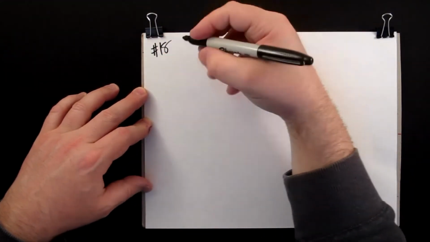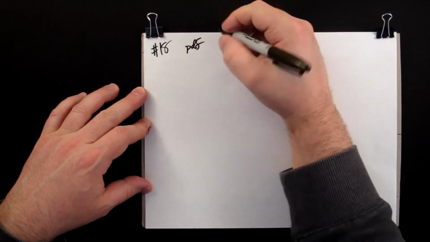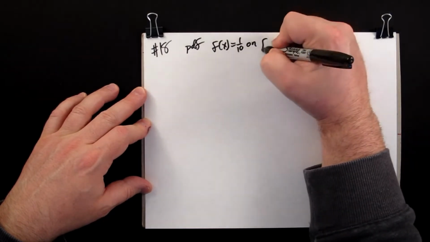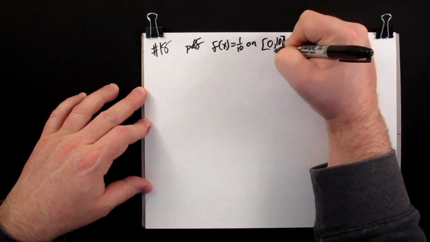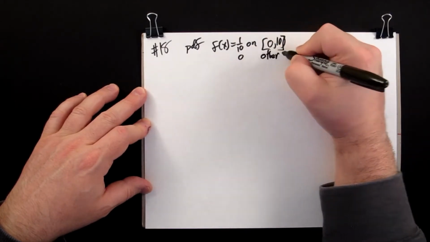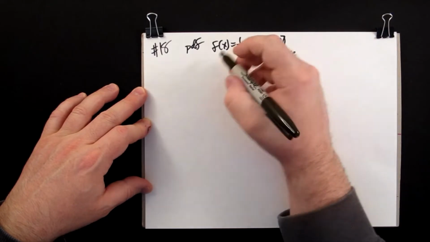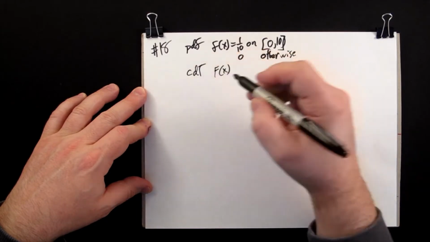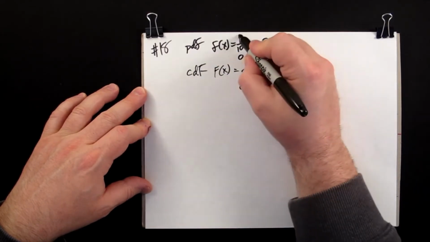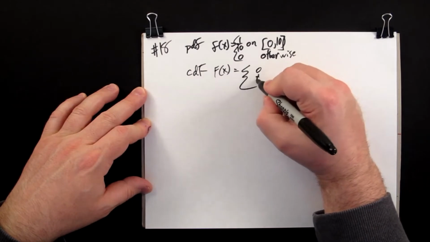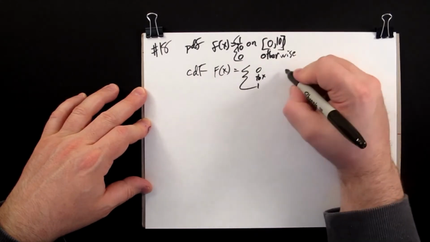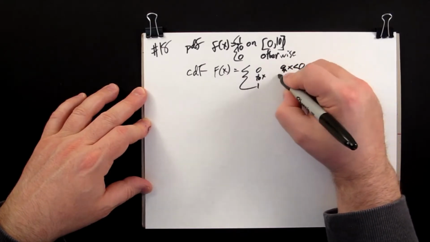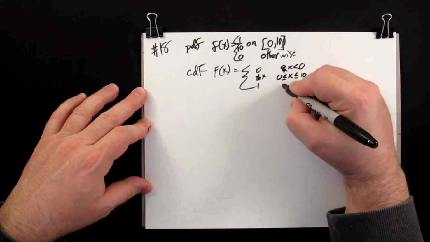Number 18. So we have a PDF, f of x equals 1/10 on 0 to 10, 0 otherwise. And we found the CDF in part A. And that was this piecewise function: 0, 1/10 x, or 1. We had x less than 0 here, x between 0 and 10, and then when x was larger than 10.